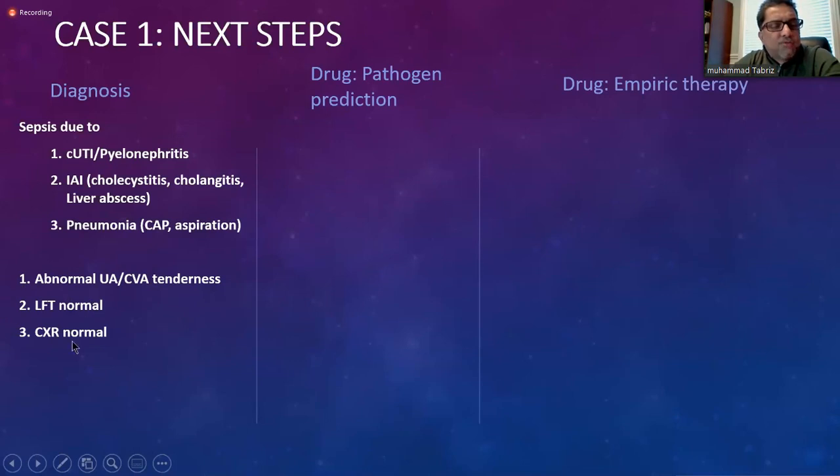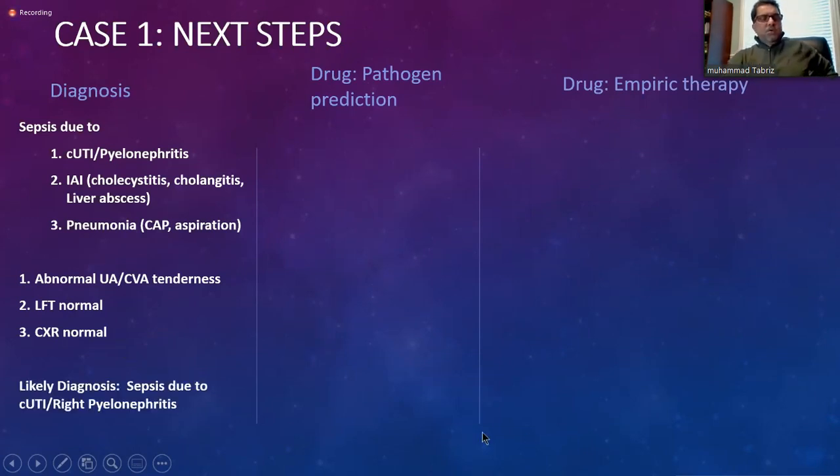I didn't give you the information. Liver function test was normal, chest X-ray without any consolidation. Based upon this, we can possibly now say sepsis, secondary to a complicated urinary tract infection and pyelonephritis. That's our most likely clinical diagnosis at this point.